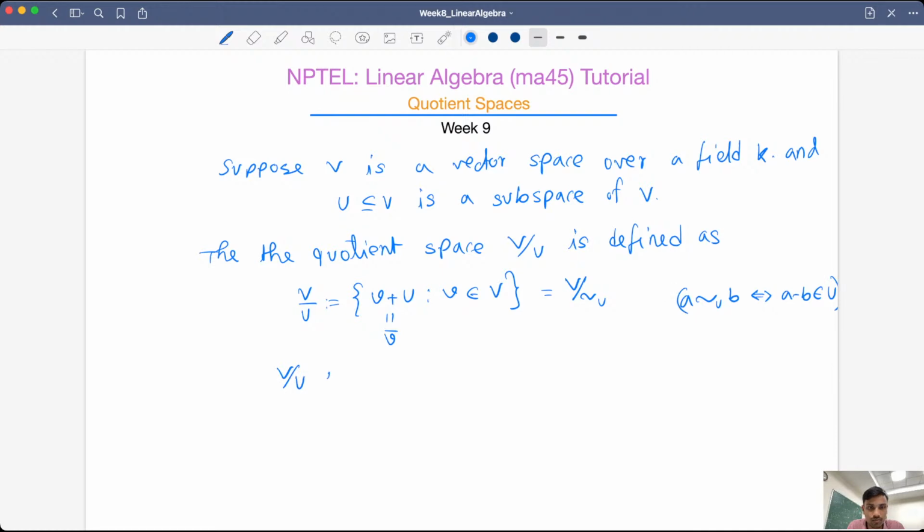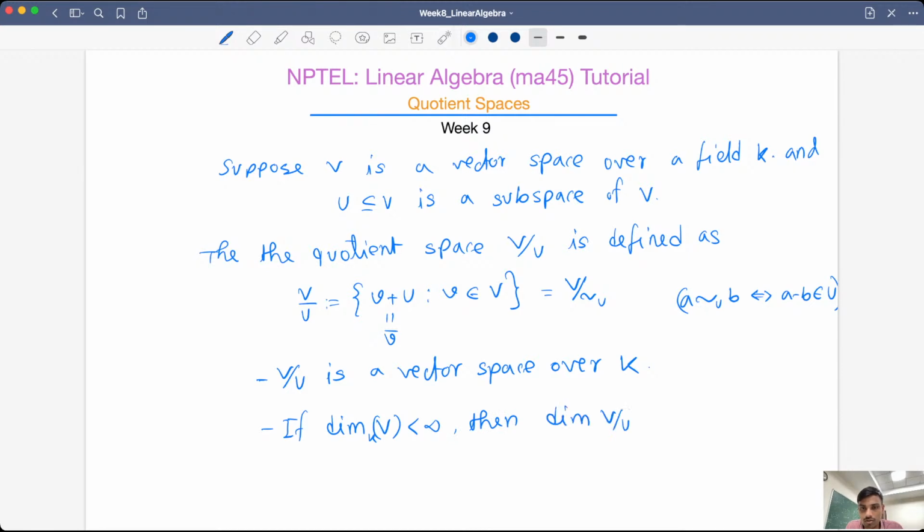V mod U is a vector space over the field K, and if my V was finite dimensional, so if the dimension of V is finite, then I can say exactly what the dimension of V mod U is: dimension of V minus dimension of U. This follows from the rank nullity theorem, because we have a map from V to V mod U, sending v to v plus U, that means v bar.